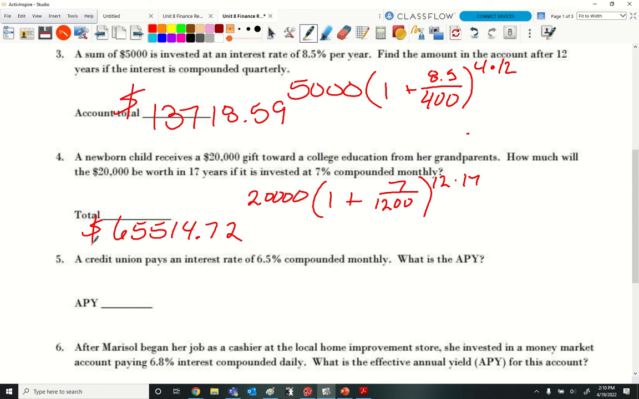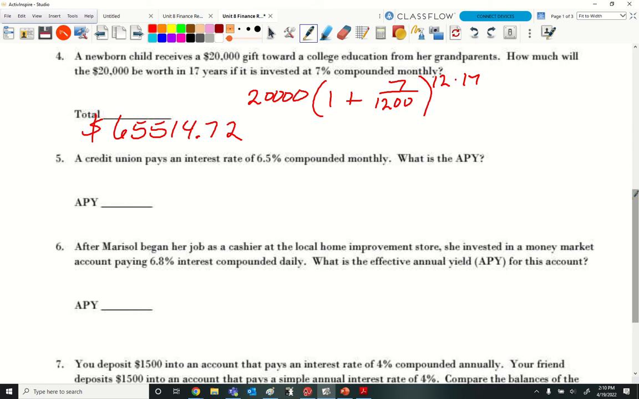Not bad. So a credit union pays interest rate of 6.5% compounded monthly. What is the APY? Now, how would I do the APY? Go find the APY. Where is it in your notes? 8.2 on the back. Now, what is different about this to figure out the APY? Instead of the P, it's 1. Very good. So instead of the P, I put 1, and what else?